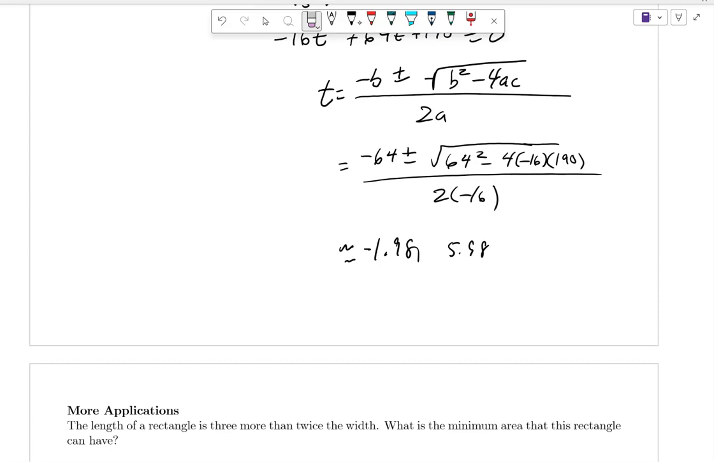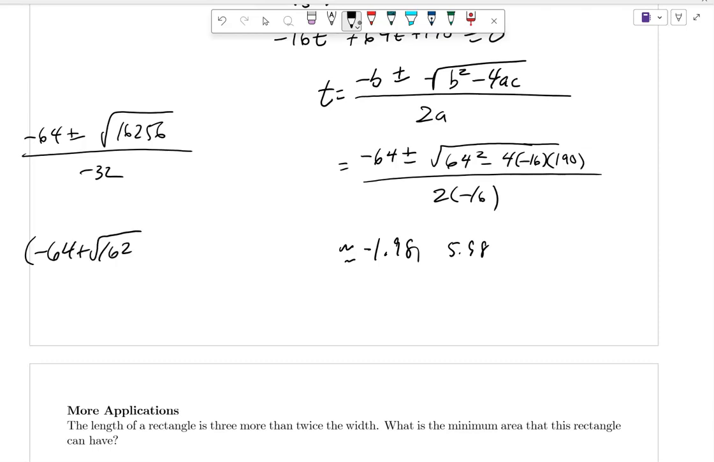How did you get to those numbers though? So you should have negative 64 plus or minus, let's see, if I can get the number, the square root of 16,000 something. Yeah, over negative 32. Right. Did you put parentheses around your top when you typed it in your calculator? That one should be about negative 1.98 when you type it in, because that square root should have been about 127 point something.